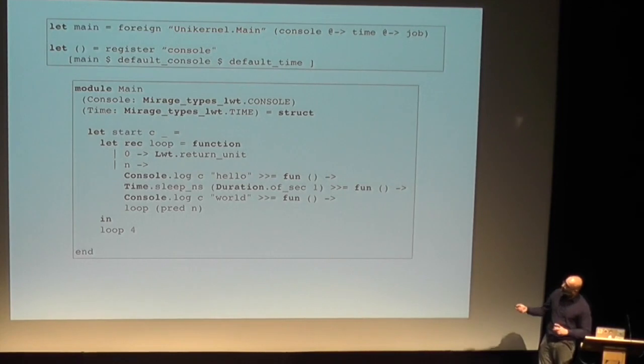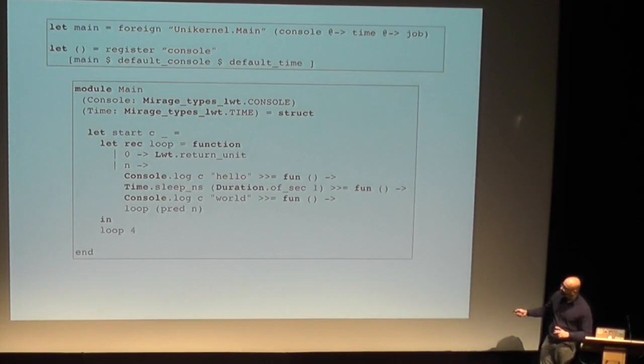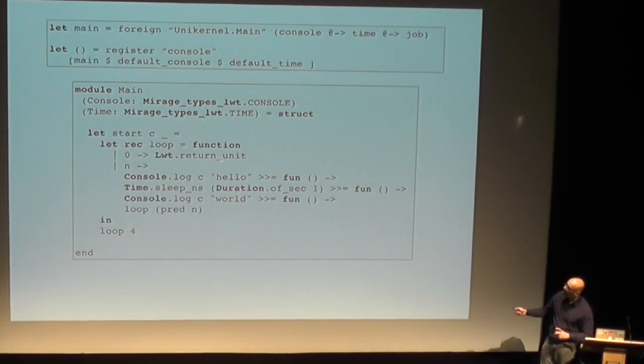Then using only these things here, these device drivers, this code is running. It's using the console to log. It's using the time, and it's using our cooperative threading library to sleep until the logging is completed. Then it sleeps for a second. Then it prints world, and then it loops. And here it's looping for a fixed number of times. So it's looping 4 times, and then it's stopping and just returning nothing after that.